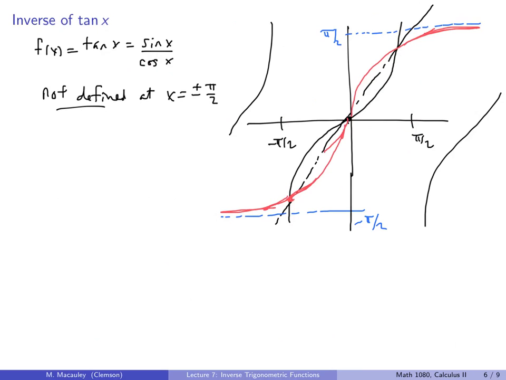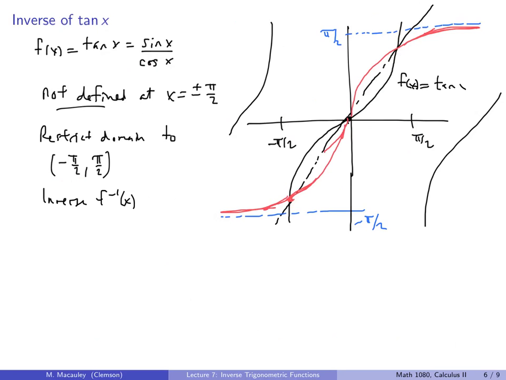Okay, so here we restrict the domain to negative pi over 2, positive pi over 2, but now we have to be careful: notice we have the open intervals. We're not including the endpoints because it's not defined at the endpoints. So now let me switch to a pen. Now the inverse function is f inverse of x. I should probably label this: this is f of x equals tangent of x.